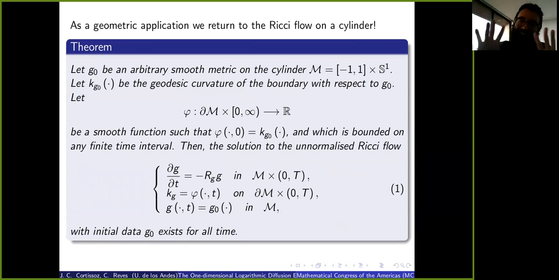Finally, not the end of the talk, but as an application of the previous two theorems, we can prove a long time existence result for the Ricci flow on a cylinder, with any metric in principle. So you have the cylinder, you have a metric, you have a smooth function from the boundary to the reals, then you can evolve the metric using the Ricci flow, and then you can impose this boundary condition right here that says that you can deform also the geodesic curvature of the boundaries. And what this result says is that as long as phi is smooth and the initial data is smooth, the solution will exist for all time. I mean, smooth from the boundary times the whole time interval. So that's an application of the previous two theorems.